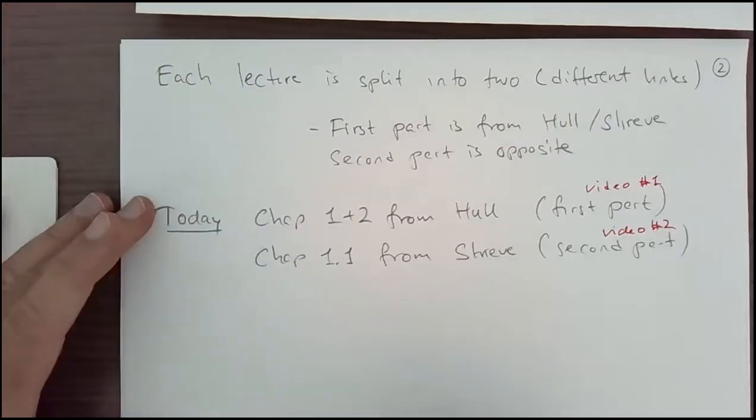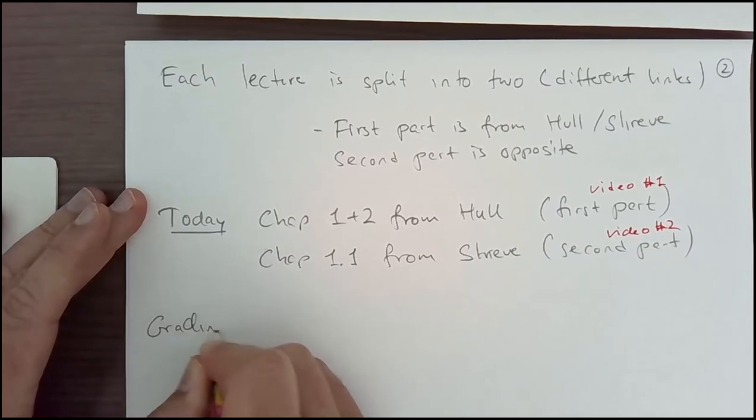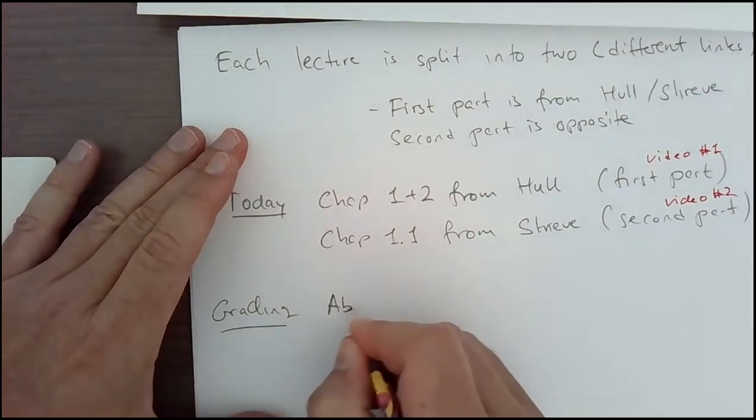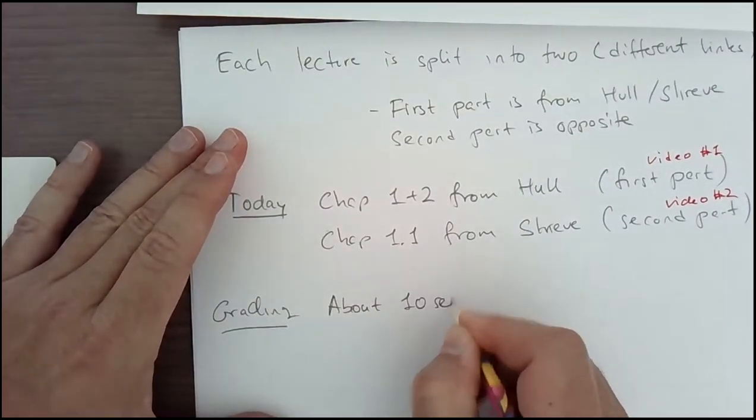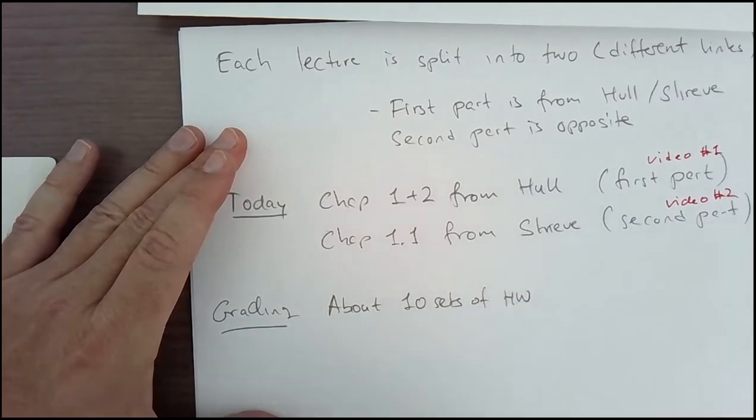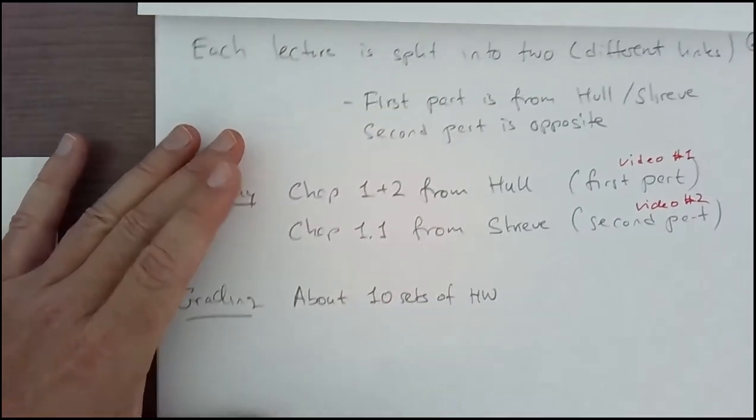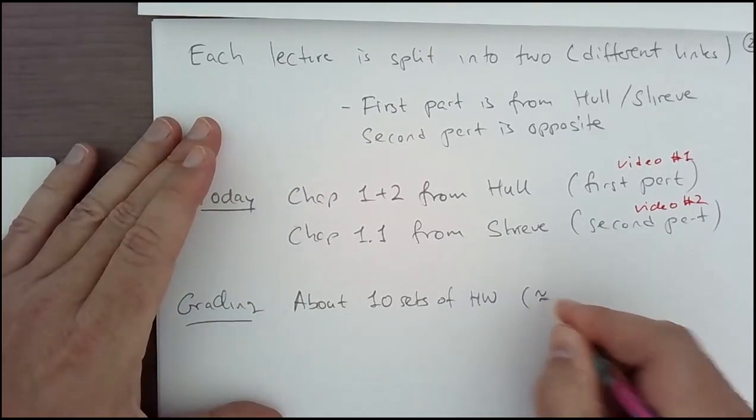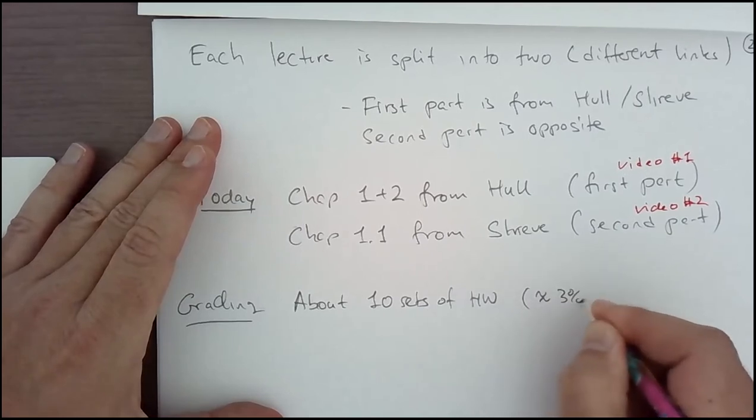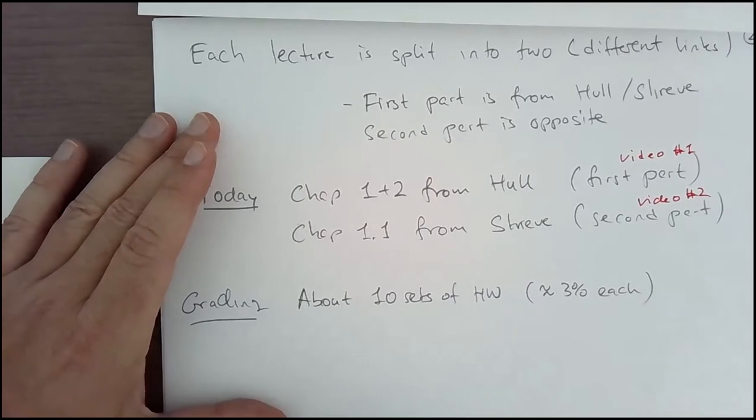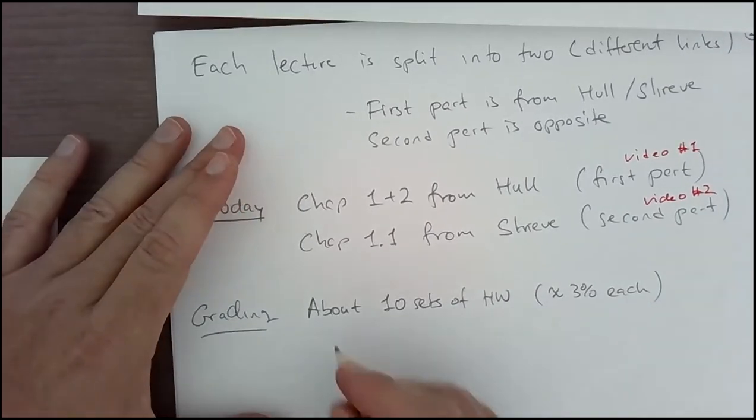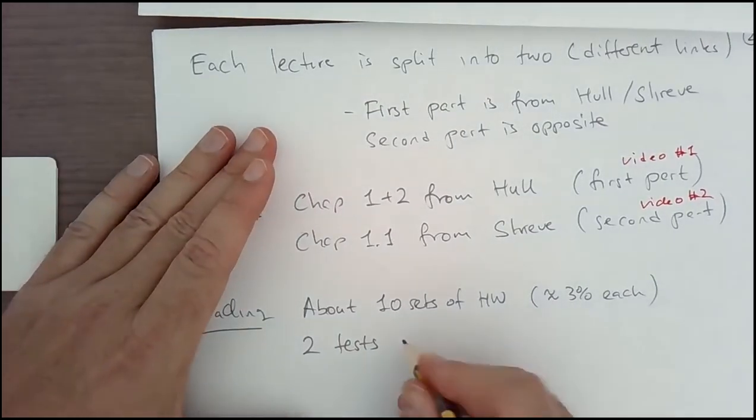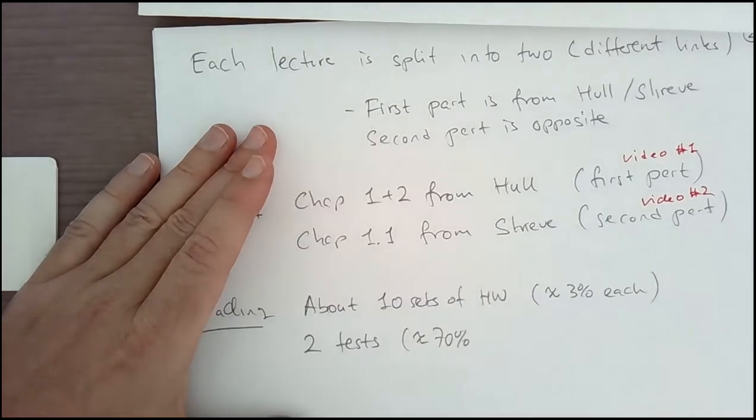So we have something about grading. There'll be about 10 sets of homework. You will end up counting. This is going to be about 3% each. And then there'll be 2 tests, and you'll count for the remaining. So this will be about 70%.